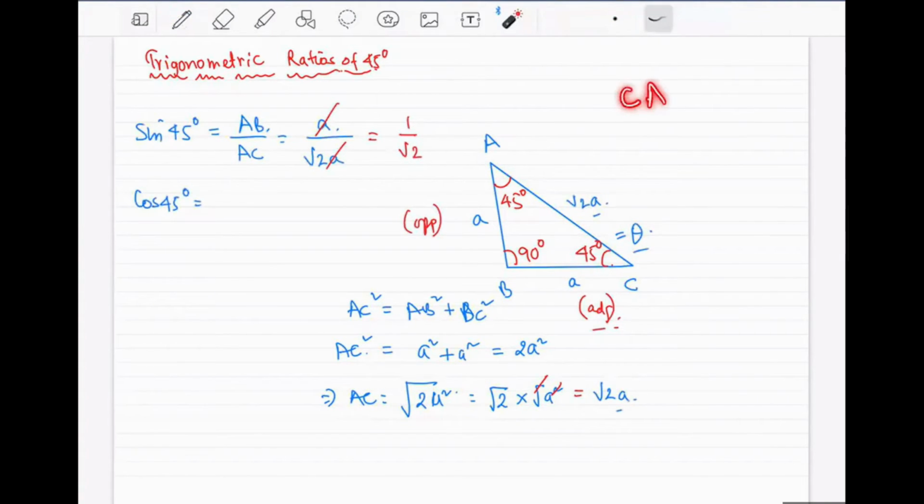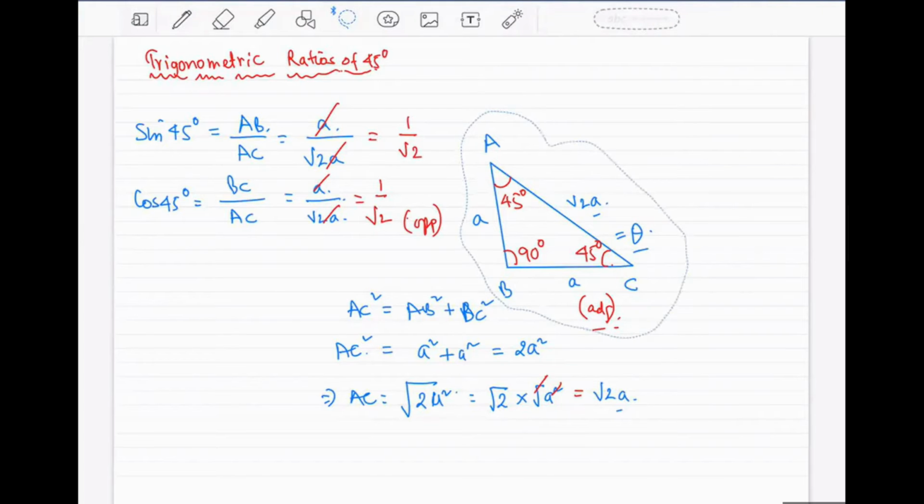What about cos 45? Cos is adjacent divided by hypotenuse. So which one is the adjacent? BC is the adjacent, right? You focus on what I'm highlighting here. This is the adjacent, BC, by hypotenuse, as usual, AC. You put in the value. BC is also A, so I'm putting A here divided by AC. AC is root over 2A. So keep the value. Again, cancel out A and A. So in this case, we are obtaining the same value for cos 45 and sine 45. Let's just put this on the side.